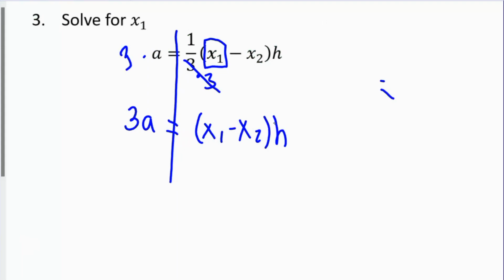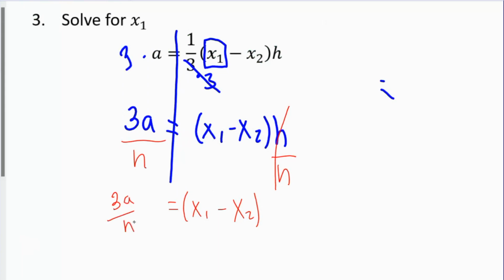All right, from here, I want to get rid of this h. So I know the parentheses and the h are multiplying. If I want to get rid of the h, I can do opposite operation and divide both sides by h. H divided by h is 1, but 1 times anything is itself. So all I have left now are x1 minus x2 equals 3a over h.